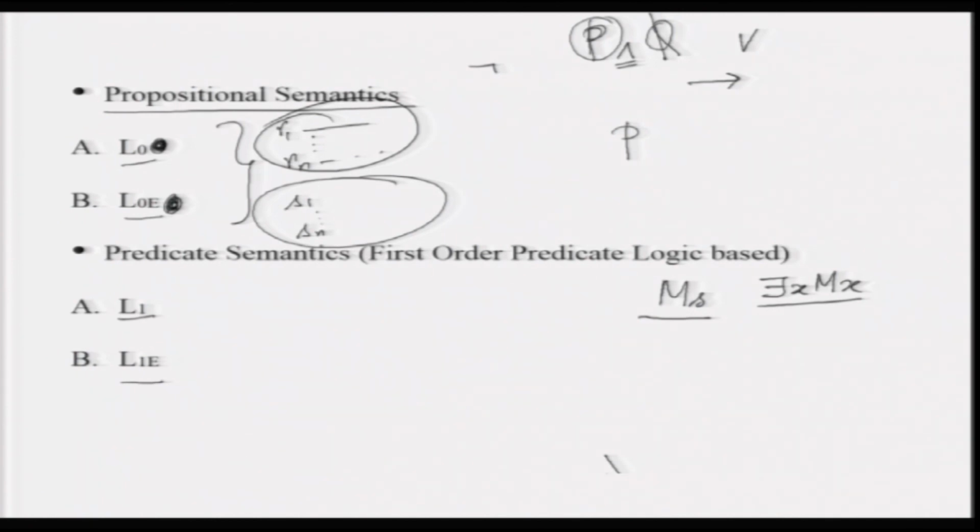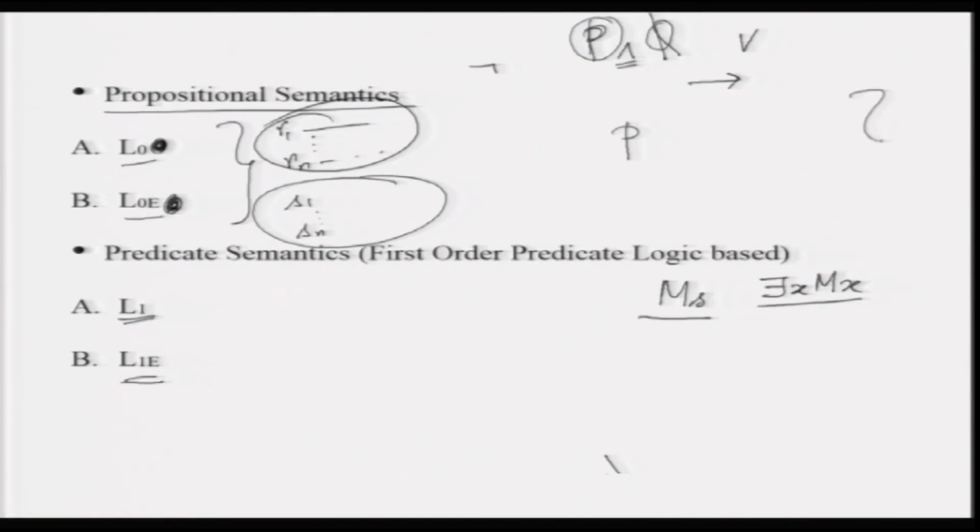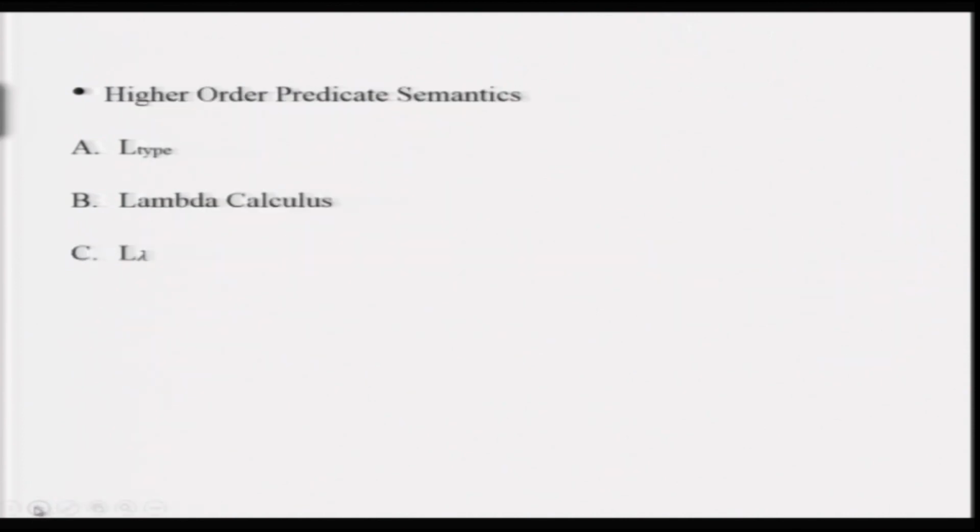And then we have once again L1 and L1E. So, this will be pretty central. We will have something like 7 sessions on propositional and predicate semantics, and then we will go to higher order predicate semantics. Why higher order? Because in predicate semantics, which is a first order predicate semantics, so many things cannot be defined. Then we go to higher order predicate semantics, which is once again predicate semantics, but in this you can do a lot more than you could do in the previous languages.